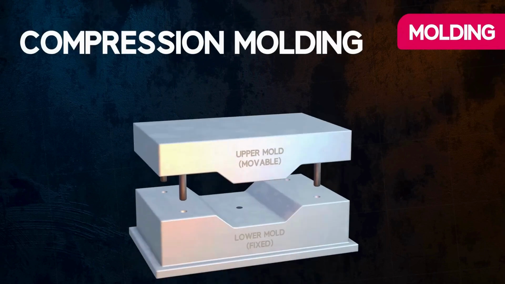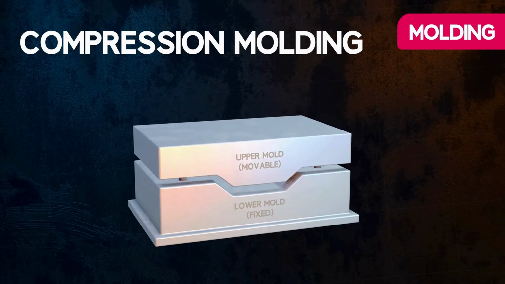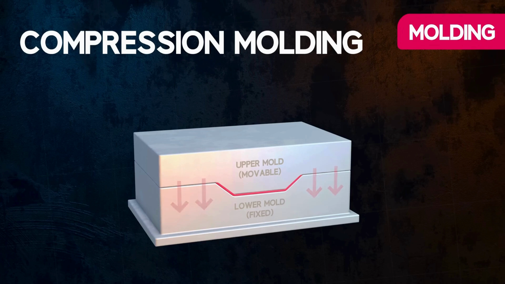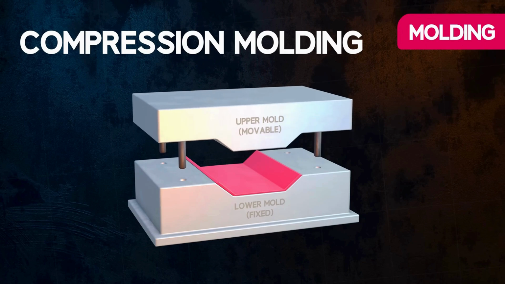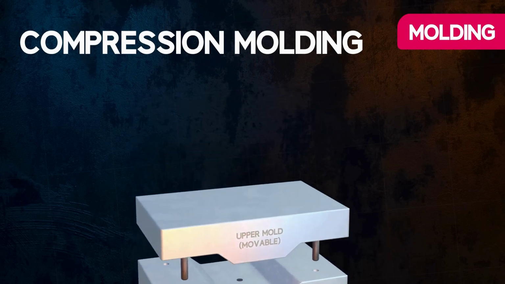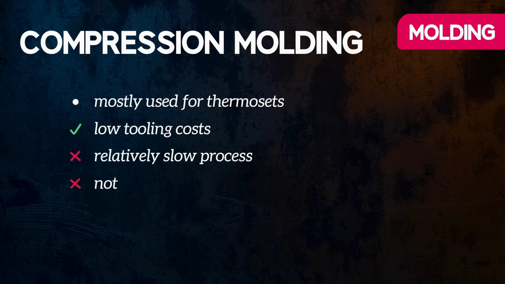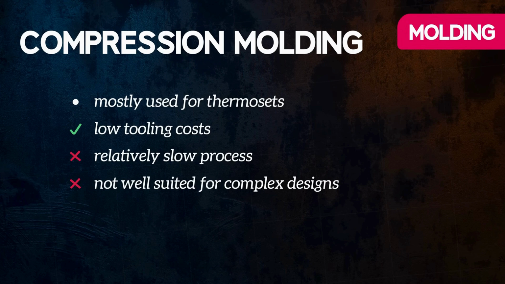Compression molding involves placing a precise amount of material into a mold. The mold is closed and pressure and temperature are applied. Compression molding is mostly used for thermosets, which are polymers which irreversibly harden when heated. Tooling costs are relatively cheap, making it good for small production runs, but it is quite a slow process and is not well suited for complex designs.